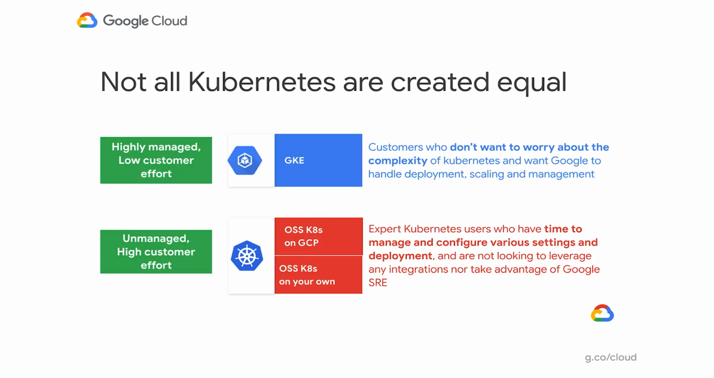With GKE, we take the complexity of Kubernetes and we're shifting it from being the customer's responsibility to being Google's responsibility. With GKE, the Google SRE team is responsible for operating GKE clusters in a highly reliable and scalable way. The Google security team is responsible for analyzing and addressing all security threats across the full stack, starting from GKE and Kubernetes itself, going to Linux, and going even to the language itself, which is Go.